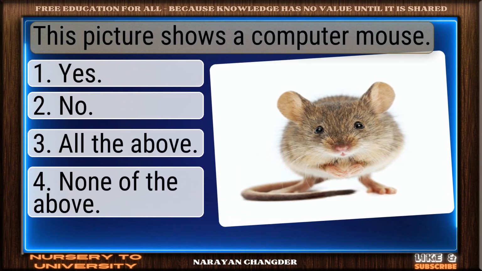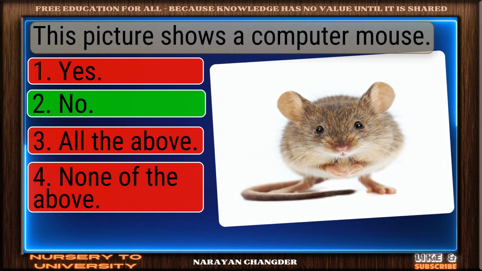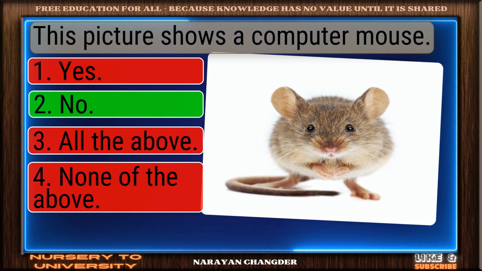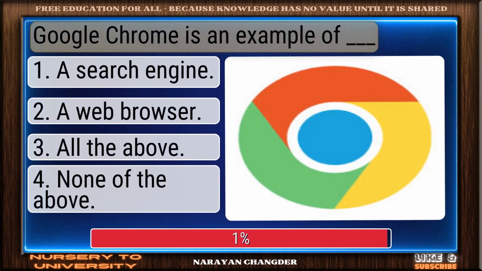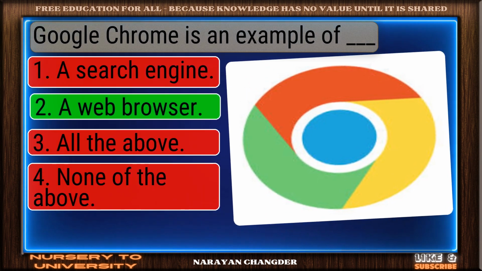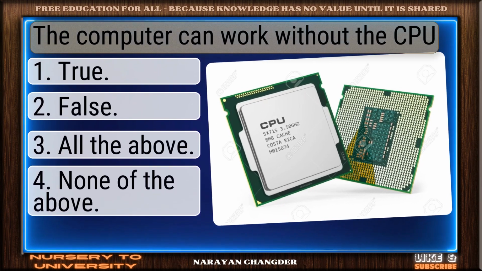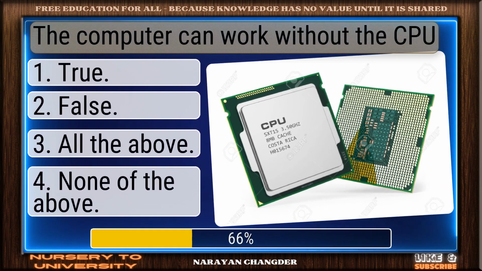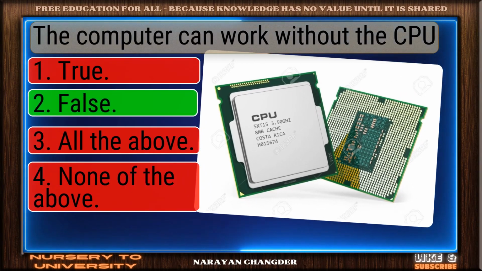This picture shows a computer mouse. Well done. No is the right choice. Google Chrome is an example of dash. Solid response. A web browser is a valid choice. The computer can work without the CPU. Great job. False is the accurate answer.